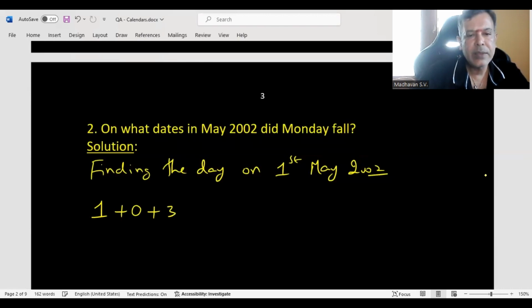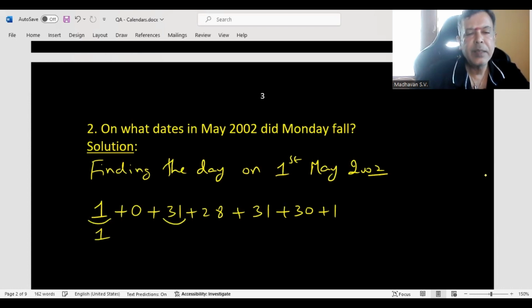Then January has 31 days. February, this is not a leap year, so February will have 28 days. March will have 31 days. And then April will have 30 days. And here it is 1st May, so I will simply add 1. Now, this 1, we will keep it as it is.